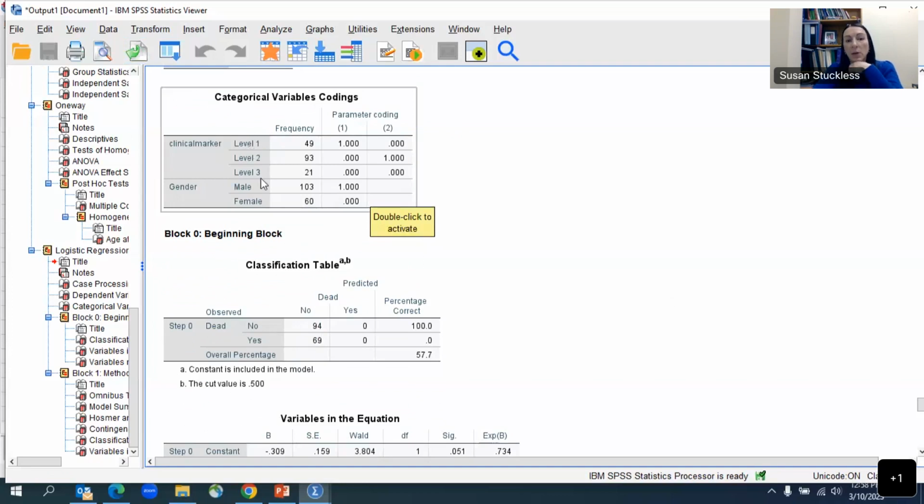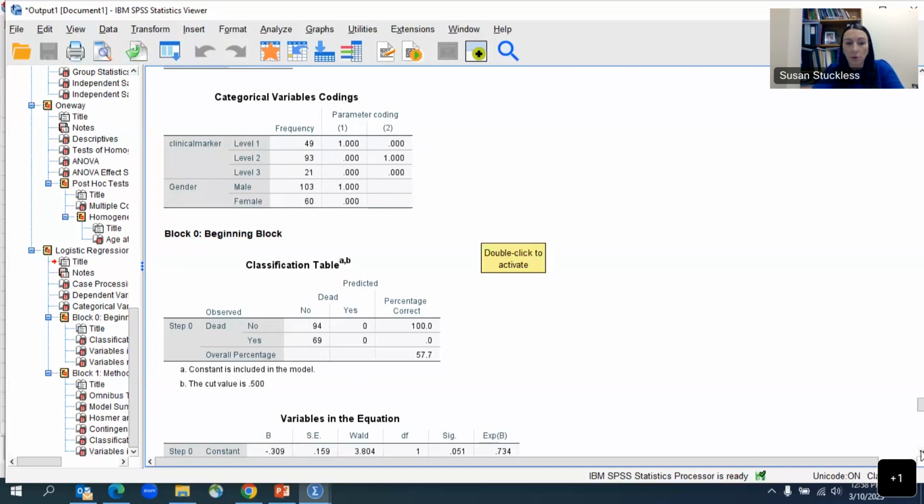So here, remember we had chosen level 3 as being our reference, which is why there's just zeros. When we go down to the variables in the equation table, you're going to see a level 1 with a 1 by it. That's going to mean it's comparing level 1 to level 3. When we get down and we see this one and it has a 2 by it, it means we're comparing level 2 to level 3. And we're comparing males to females.